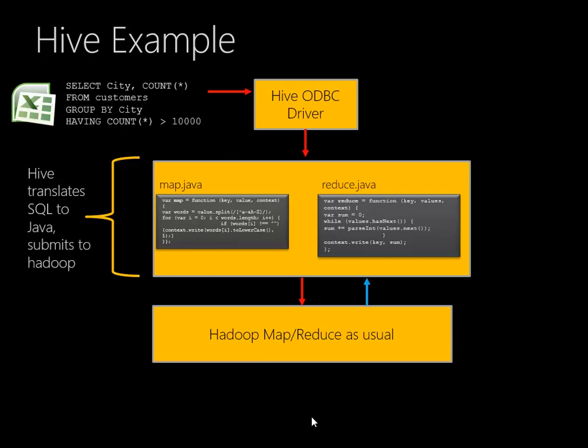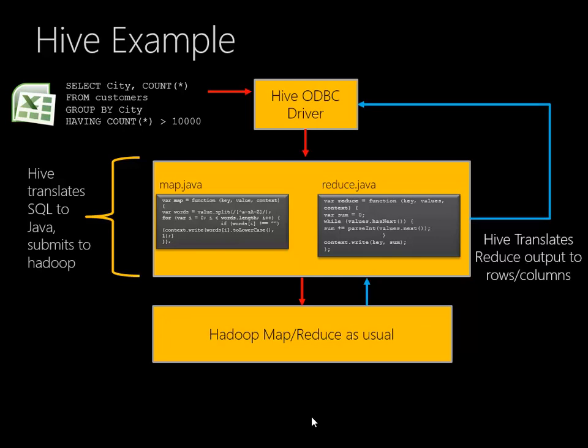Now Hadoop produces its results and sends them back to Hive. Hive then translates that into something that looks like rows and columns, and pushes that back through the ODBC driver. So you get a table in Excel.